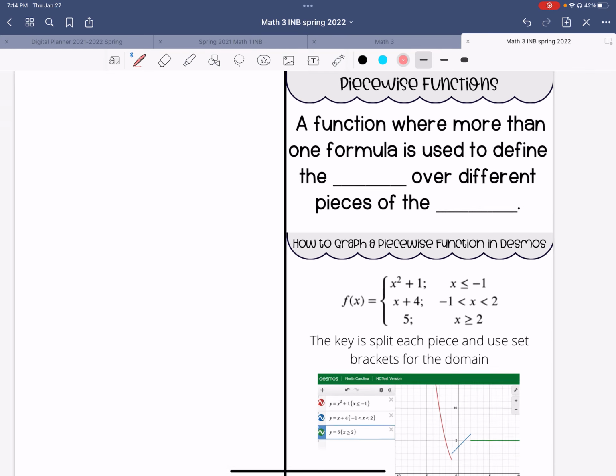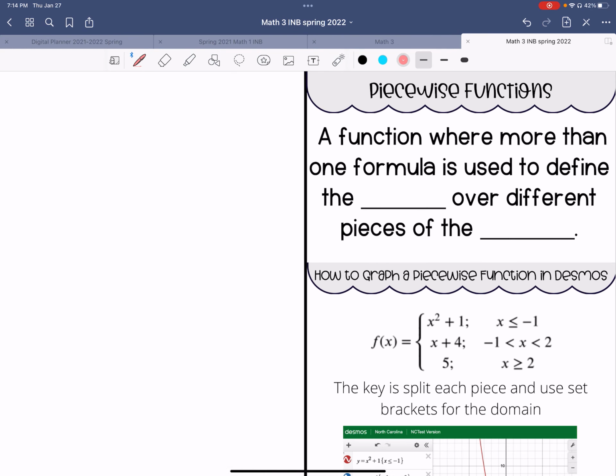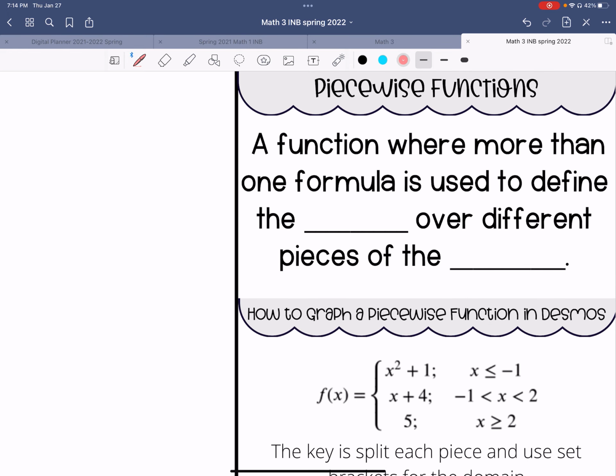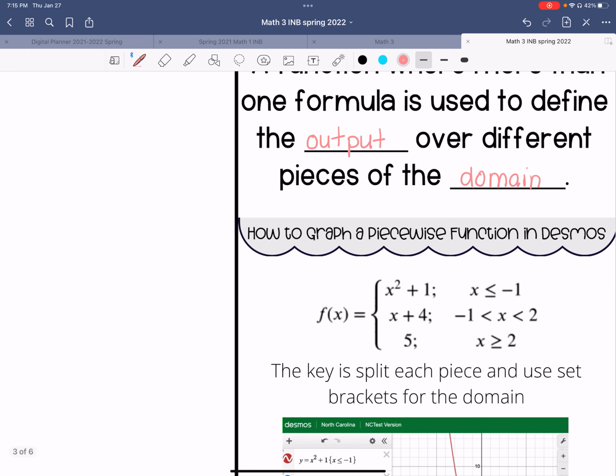All right, so today we're going to be talking about a piecewise function. A piecewise function really does kind of go along with the name of it. It's where you take pieces of functions and you put them together to make a new function. A piecewise function is where more than one formula is used to define the output over different pieces of the domain. So every piece of a function that you're using is going to give you the domain of that function.